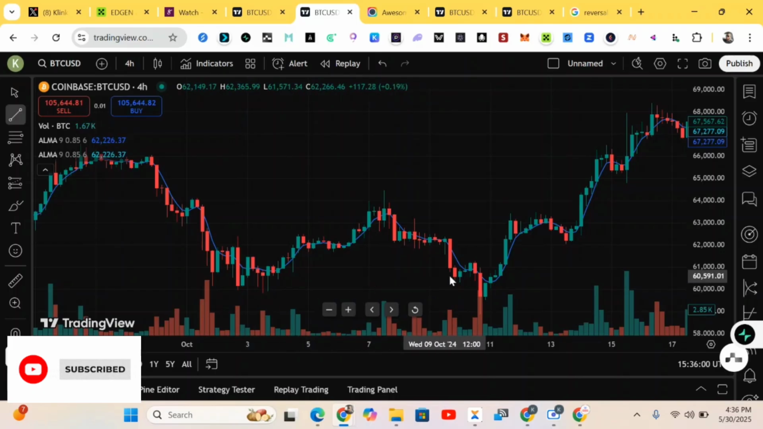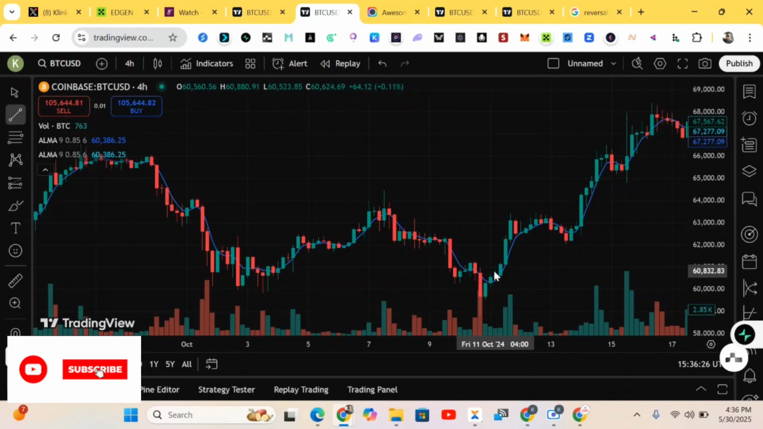As you can see, the area of support is down here. Then we have this short bullish candle over here. Then we have this inverted hammer, which pulled up to this level. Buyers came over here, and sellers tried to push it down.